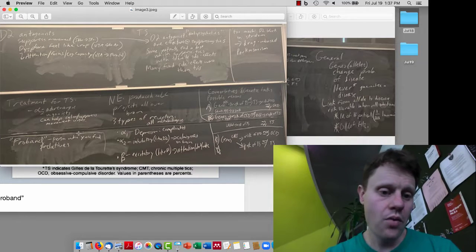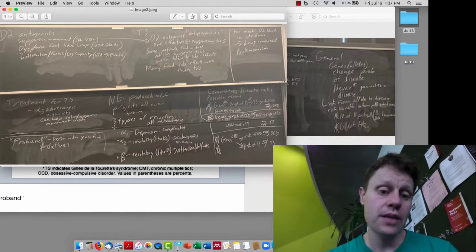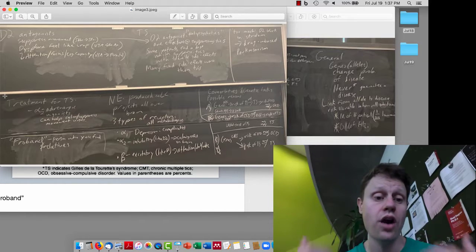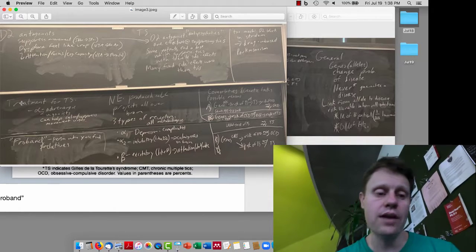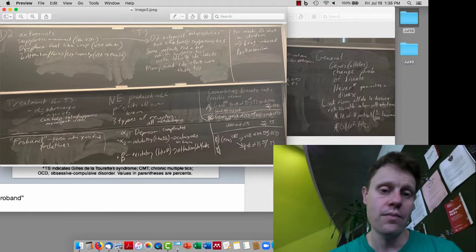We also talked about the three types of norepinephrine receptors and norepinephrine alpha 2 receptors, which in general, when they're turned on, calm activity and can be a less direct but more side effect free way to manage Tourette's syndrome.